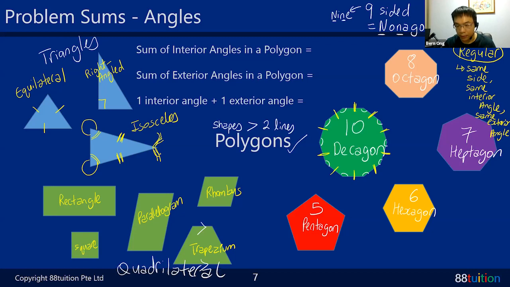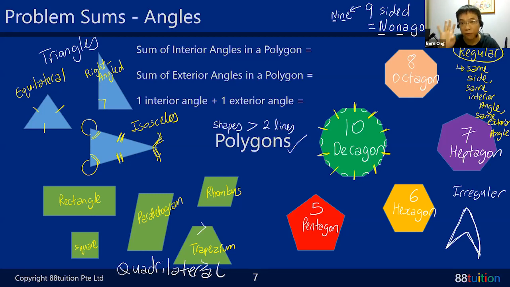Then the opposite of regular is something called irregular. Irregular means that everything is not the same. Okay, tell me what is this shape? 1, 2, 3, 4. So ugly. What is this shape? It's made out of 4 lines, right? So what is this shape? Tell me. Yes, it's a quadrilateral.